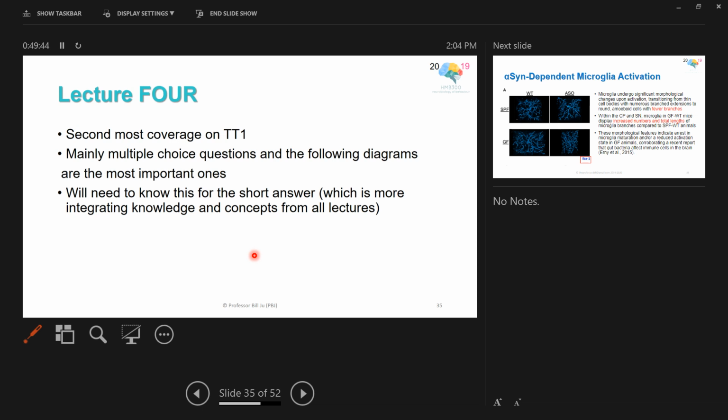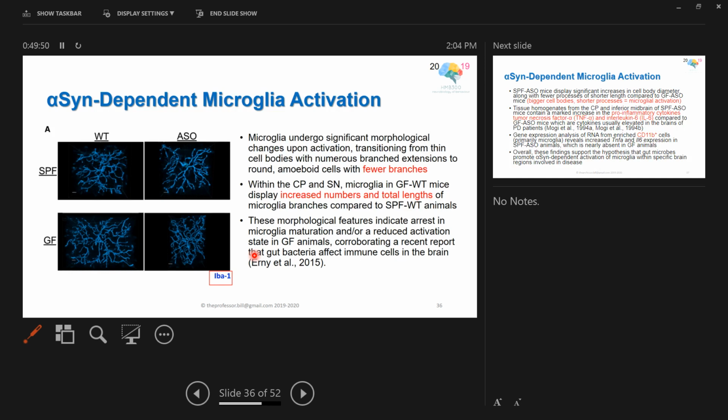All right. So lecture 4 also sadly has a number of questions on it as well. You'll probably need to incorporate some of this in your short answer questions. So you will see IBA1. If you see that, what are you staining for? And what else can we stain microglia with?